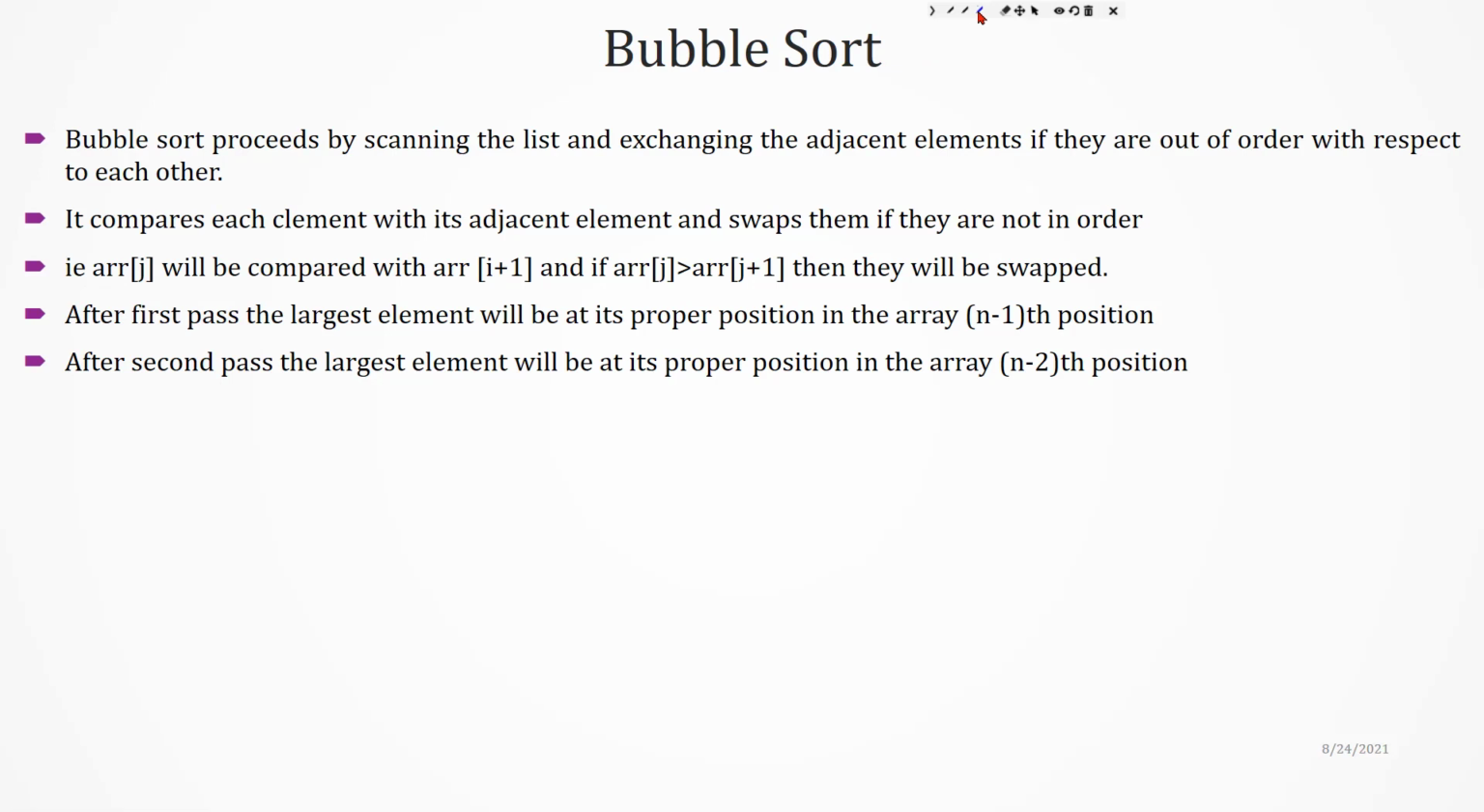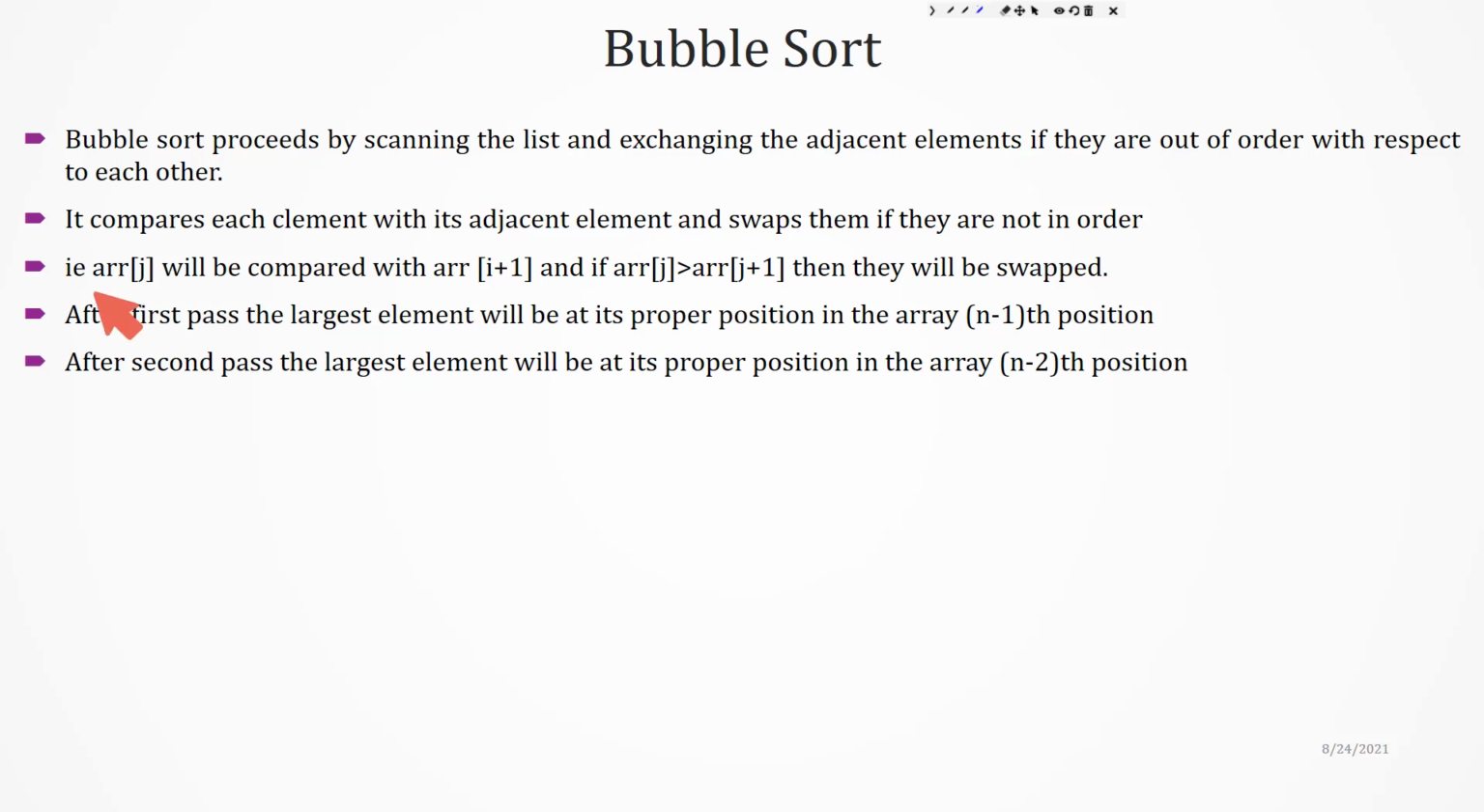First one is bubble sort. Bubble sort proceeds by scanning the list and exchanging adjacent elements if they are out of order with respect to each other. It compares each element with the adjacent element. Adjacent element means nearby element, and swaps them if they are not in order.